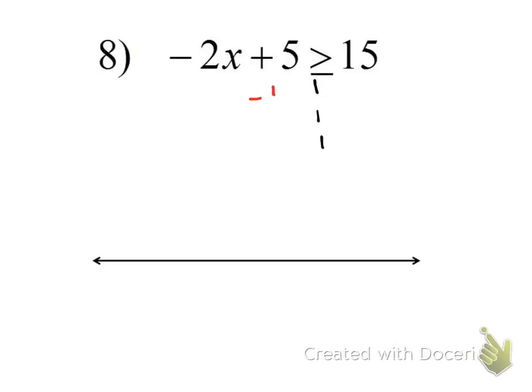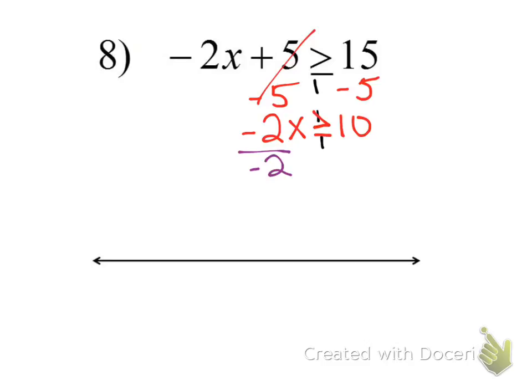Yes, I'm going to subtract 5 from both sides. That leaves me with negative 2x is greater than or equal to 10. Then what? Divide by negative 2. Uh-oh. I'm feeling uneasy. Yes, we got to make sure we flip the symbol because we multiplied or divided by a negative number. Positive 10 divided by negative 2 is negative 5. So this is my solution.